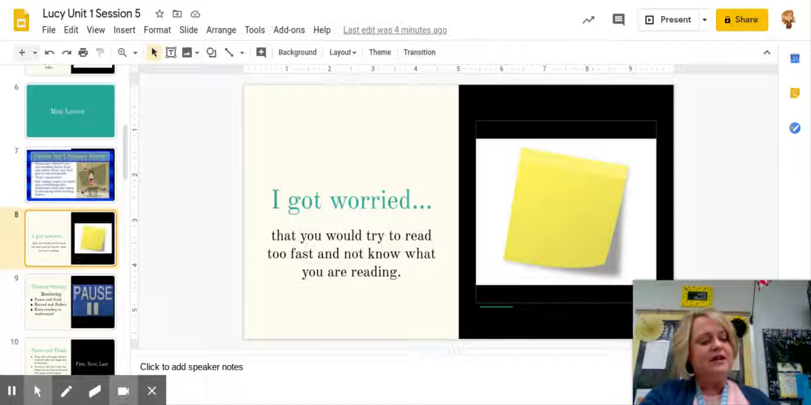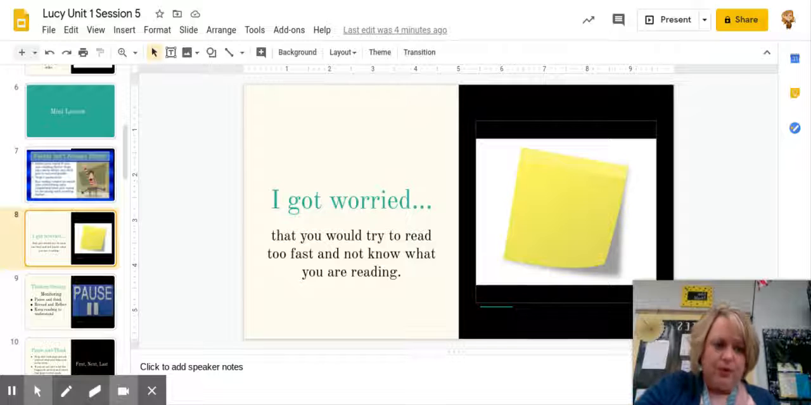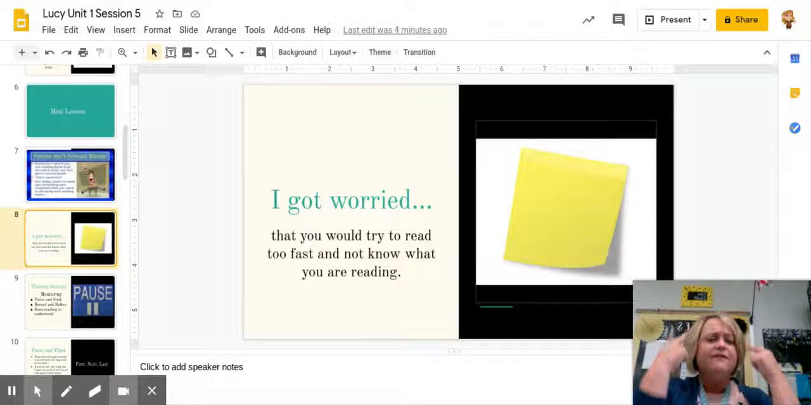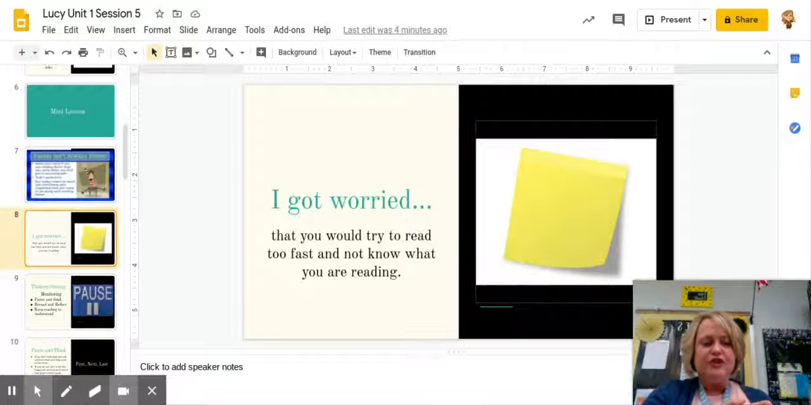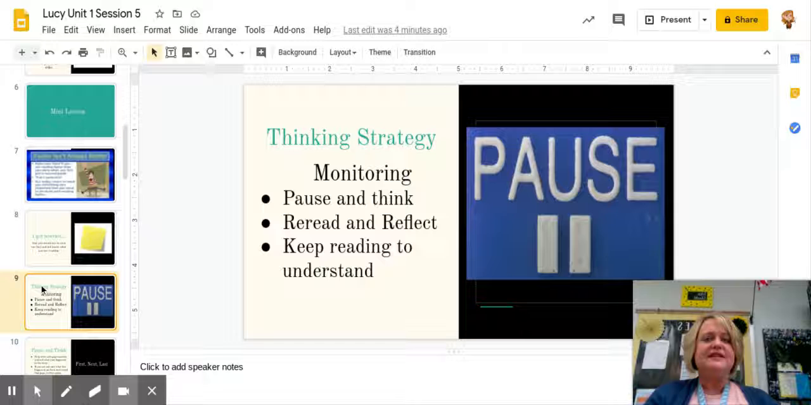I also wrote on here to tell you that readers keep tabs by stopping to make sure that they can retell the events in order. So a way to check yourself to see if you're listening and understanding what's happening is after each page or two, you stop and think. And that is what we're talking about on our next slide. That is a thinking strategy.